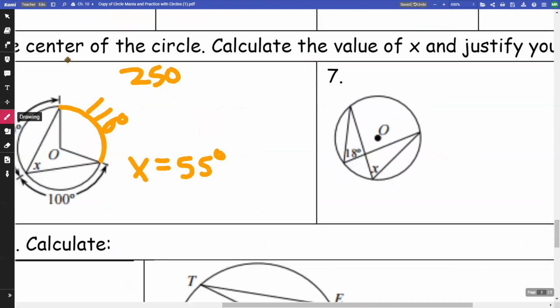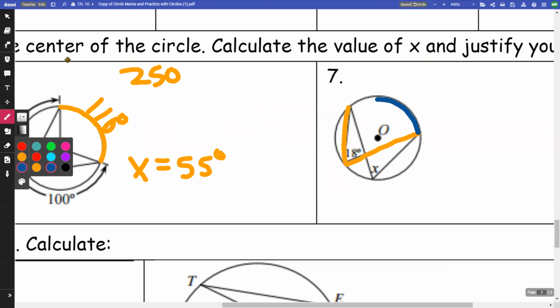In this situation, we have this inscribed angle that forms this arc I'm drawing in blue, but I have this other inscribed angle that forms the same arc. So X is going to be 18 degrees.